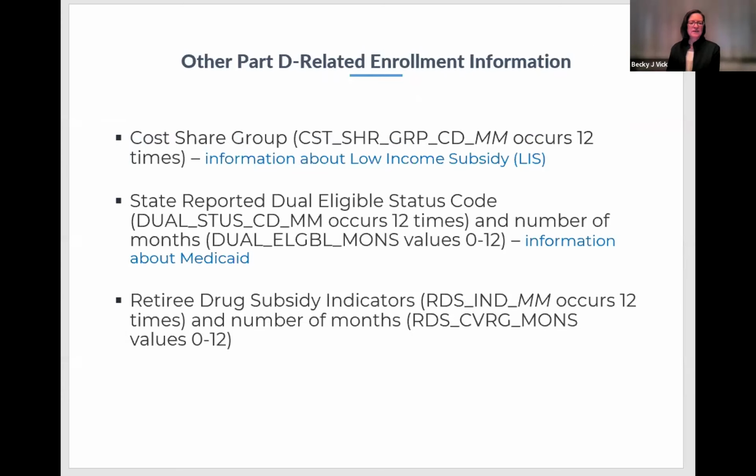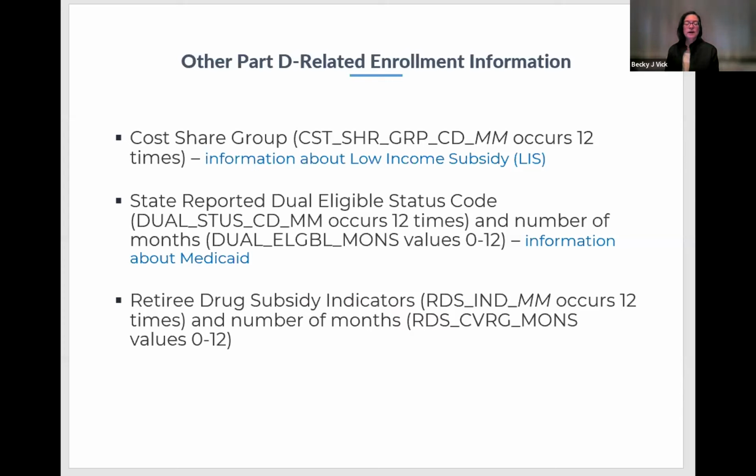There are some other important Part D related enrollment variables that you may find useful to know about that I'm going to talk about now. So Part D researchers are often interested in low-income enrollees, and they want to know the level of support that they receive for Part D premiums and cost share. So there are both federal and state programs that help people pay for their Part D premiums and cost share.